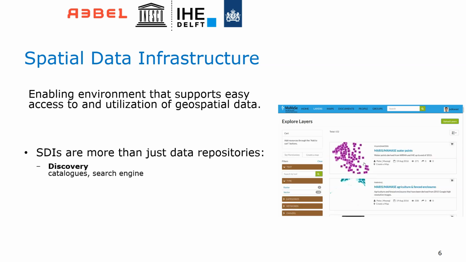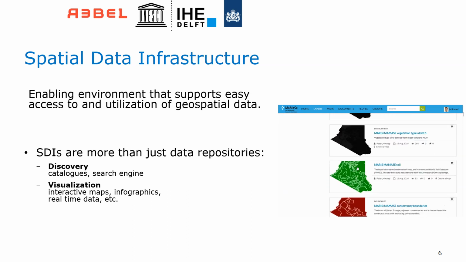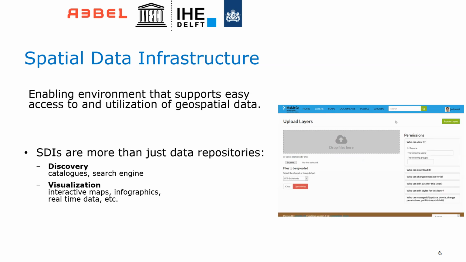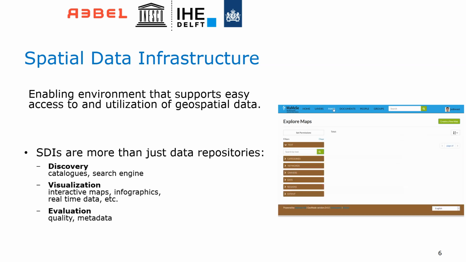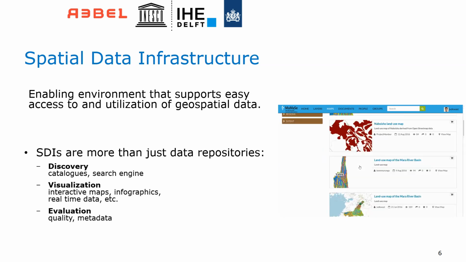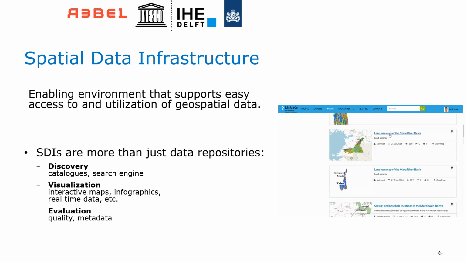First of all, it is a place to discover data. It has a catalog with a search engine where you can ask questions of what you're looking for and where you're looking for. For example, rivers in Ghana. The SDI will then return the result of that search. After searching, we want to also visualize the result using interactive maps, infographics or real-time data. That should also be possible with an SDI. Besides visualization of data in a web portal, we also want to evaluate the data quality by looking at the metadata and see if the data that we found is fit for our purpose.